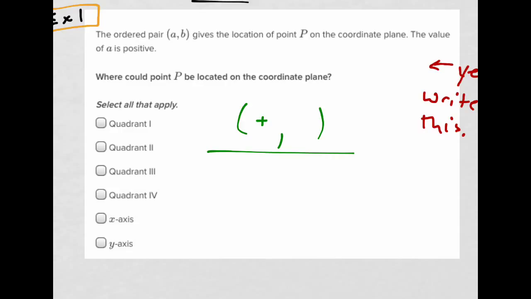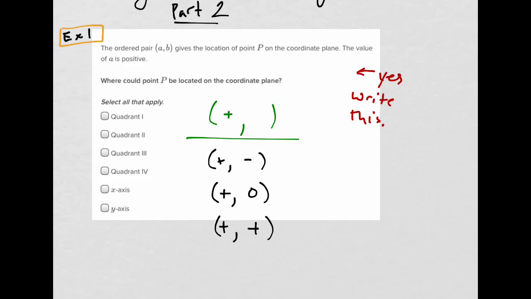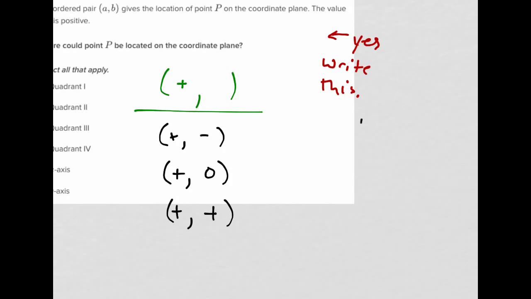So, I'm trying to figure out where these ordered pairs are. I could have A is positive, B is negative, right? I could have A is positive, B is 0. Or I could have A is positive and B is also positive. Alright, let's see what that would look like. Where could point P be located on the coordinate plane?